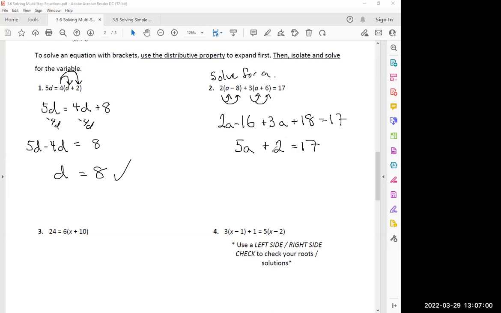Hey, do some people recognize that? Wasn't that one of our questions from the previous? I feel like there was an x there. Anyways, I want 5a all alone. Let's get rid of the positive 2 by subtracting 2 from both sides. 5a equals 15. And then divide both sides by 5, a equals 3. No guesswork. You don't have to try every single number. You can reverse engineer it and find where the number is.